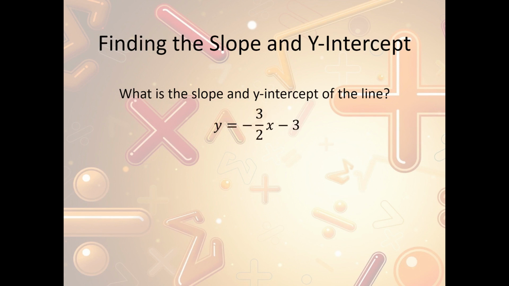Let's look at another example. We have y equals negative 3 halves x minus 3. Well, same thing. It's a slippery slope to get hung up on your x. So the slope is the one that's attached to the x, which is negative 3 halves. So that's my slope. And my y-intercept is the lonely one. Well, the lonely one in this case is negative 3. So B is negative 3. So that's how I find the slope and y-intercept from an equation.